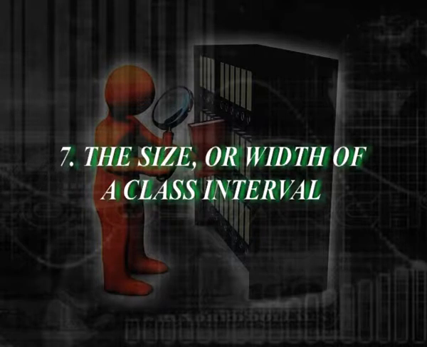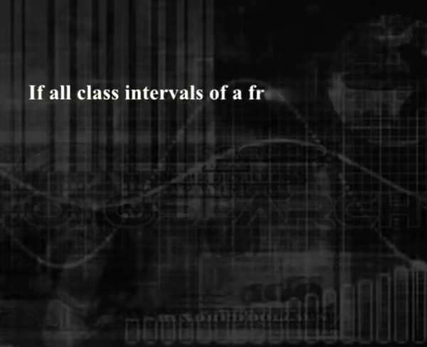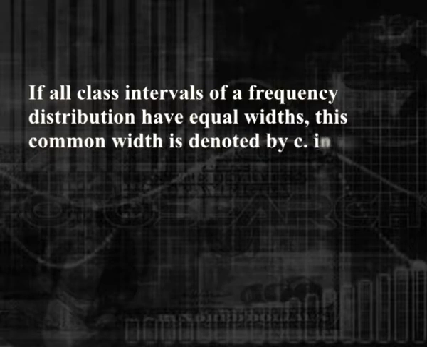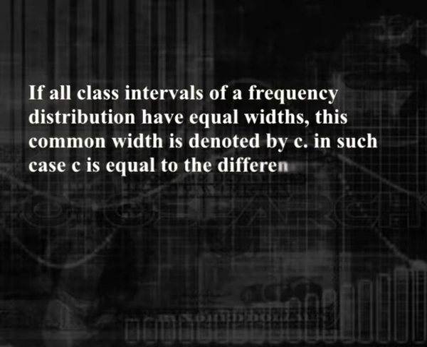The seventh one, the size or width of class interval. The size or width of a class interval is the difference between the lower and the upper class boundaries and is also referred to as a class width, class size or class length. If all class intervals of a frequency distribution have equal widths, this common width is denoted by C, small c.